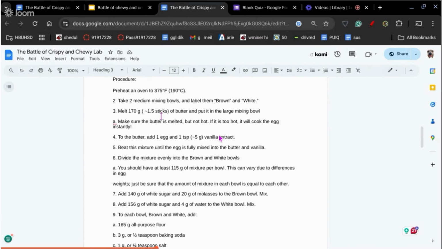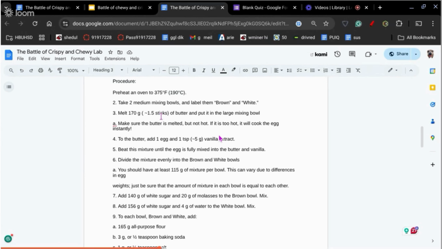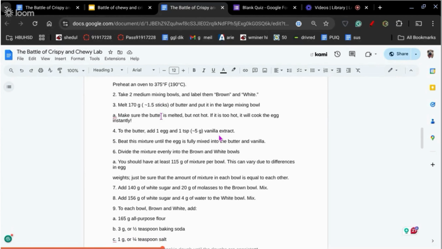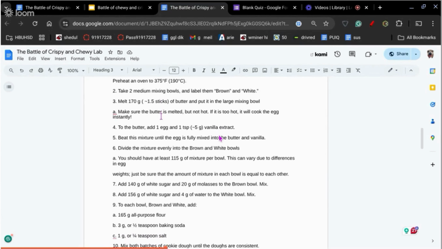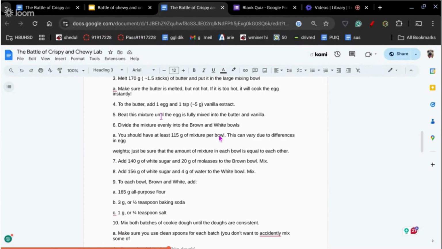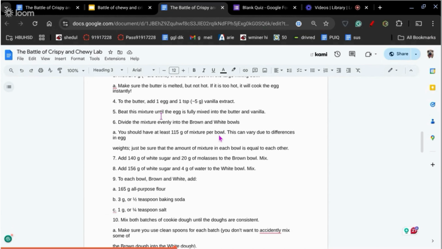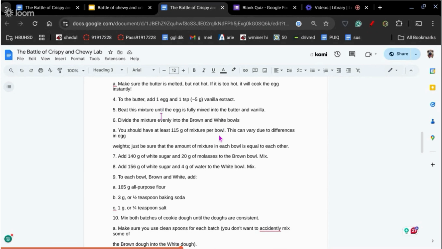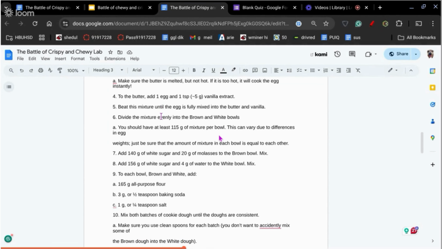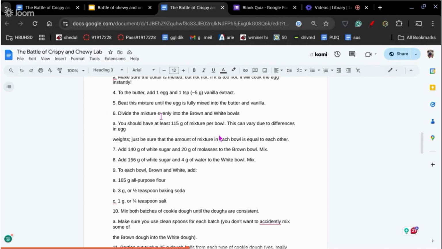You melt 107 grams, or roughly about 1.5 sticks of butter, and put it in a large mixing bowl. Make sure the butter is melted but not hot. If it's too hot, it will cook the egg instantly. To the butter, add 1 egg and 1 teaspoon, which is roughly about 5 grams, of vanilla extract. Beat this mixture until the egg is fully mixed into the butter and vanilla.